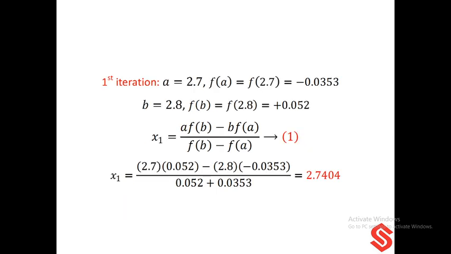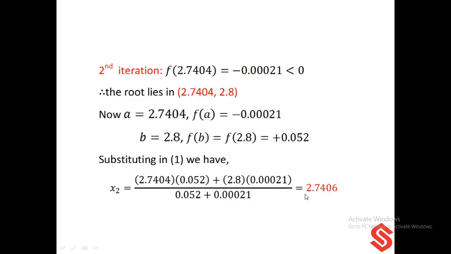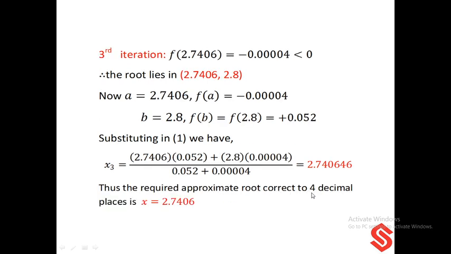After completing each iteration, you compare the value of x with the previous iteration. So in the first iteration we got 2.7404, and now in the second iteration we got 2.7406. So next we go to the third iteration. First let us find f of 2.7406, which is negative, minus 0.00004. So now f of 2.7406 is negative, and already we have f of 2.8 is positive, so we can say a root lies in the interval 2.7406 and 2.8.